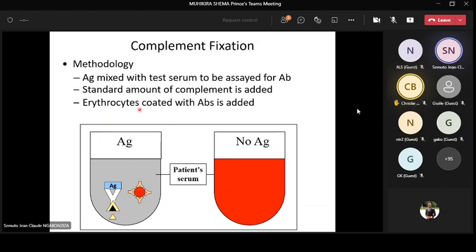That is why you will have to measure or quantify the amount of erythrocyte lysed to determine the concentration of antibody in your serum or antigens. Is that clear? Uwabajije mbere byumvikanye?